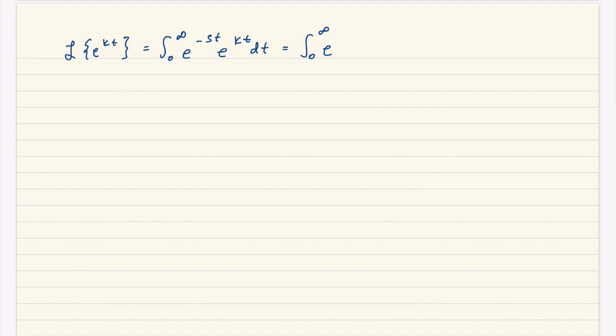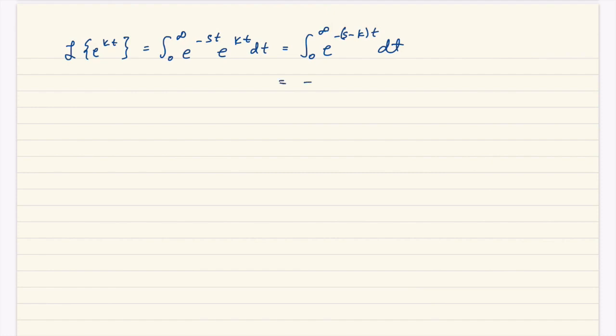In this one, we're just going to take our integrand and write it as a single term. So we get e to the negative st plus kt, so e to the negative s minus k quantity times t, dt. Because when you distribute, you get minus st and then plus kt, right? That's what we did.